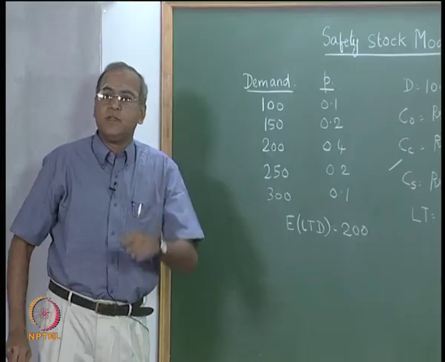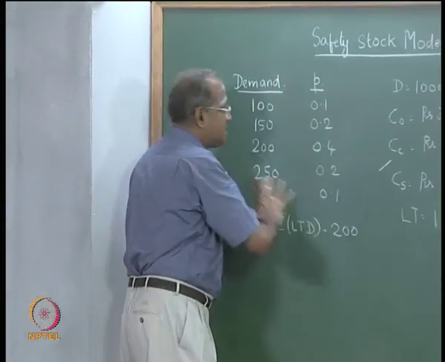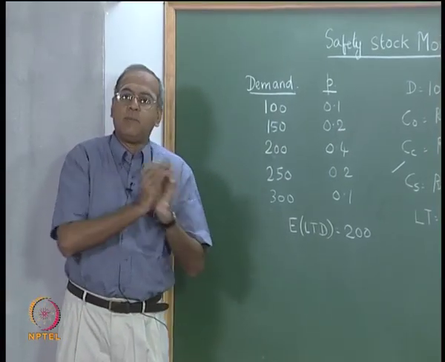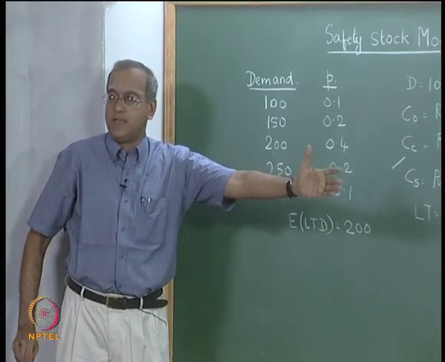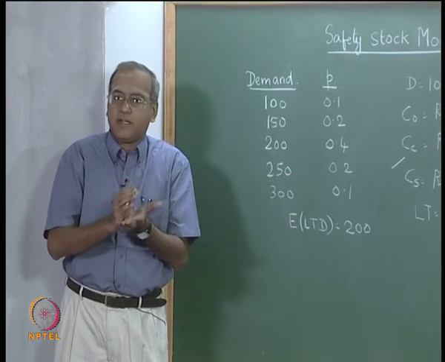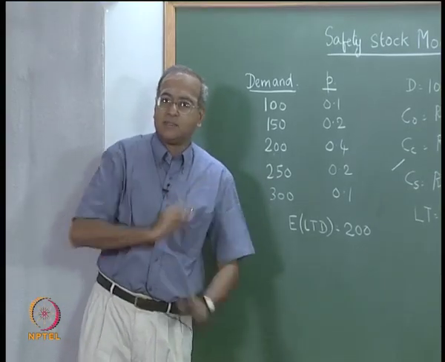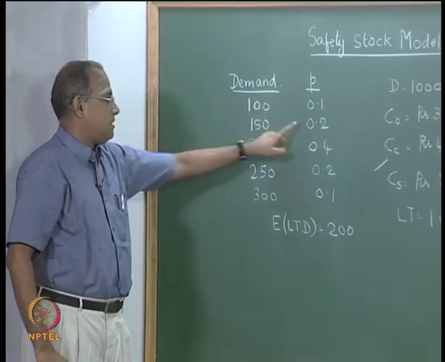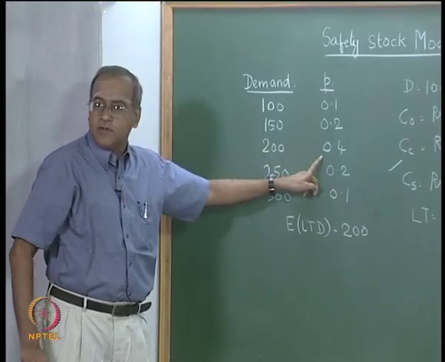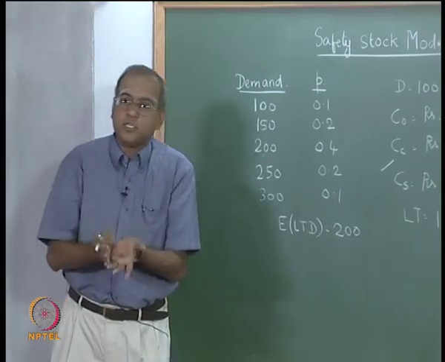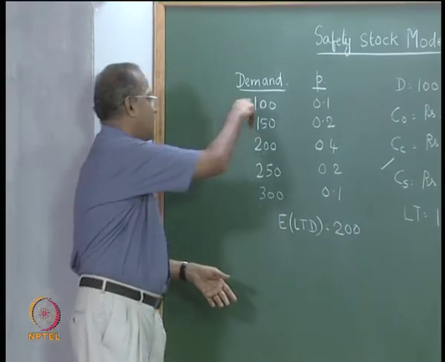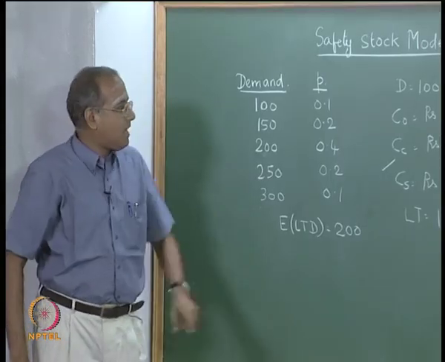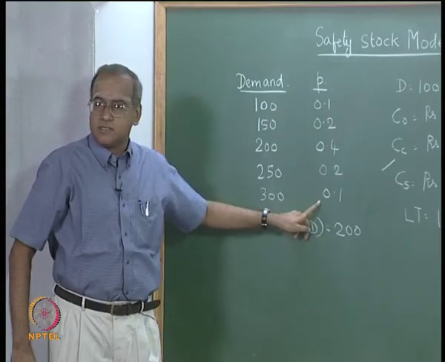Now, what is the assumption? The assumption is that, after all, if we go back and see how we got this data, we said that we would possibly go back to the last 10 ordering cycles, let us say, and then based on some data we would have said that in the last 10 ordering cycles, the lead time demand happened to be 100 1 out of 10 times, 150 2 out of 10 times, 200 4 out of 10 times, and so on. So, the proportion of times the lead time demand was 100, 150, 200, 250, 300. Now, that became the probabilities at which we got this.